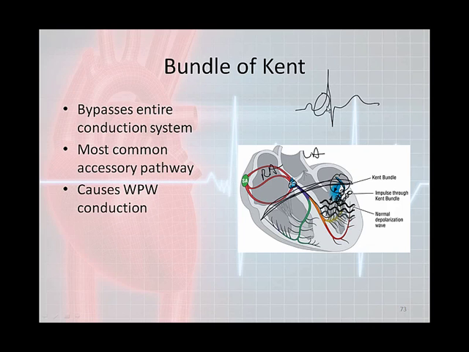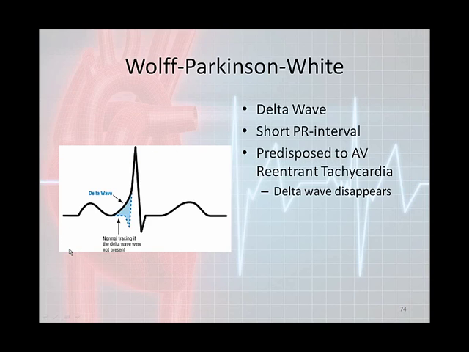The key criteria here, though, is that with an accessory pathway like the Kent bundle and WPW, you're actually going to have a short PR interval and a delta wave. Those are the two key indicators that you have a Wolff-Parkinson-White, WPW, or Kent bundle accessory pathway. Here, as you can see, you have your delta wave that comes up right here. This is the accessory pathway causing its effects on the EKG.